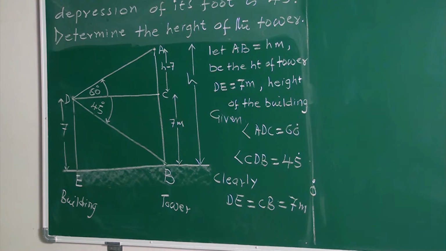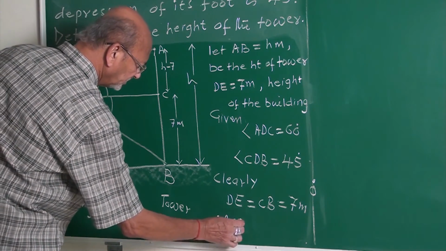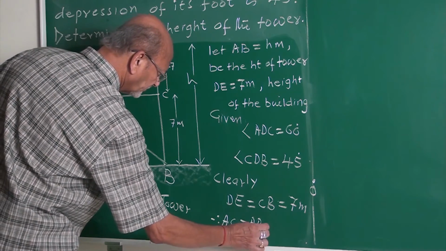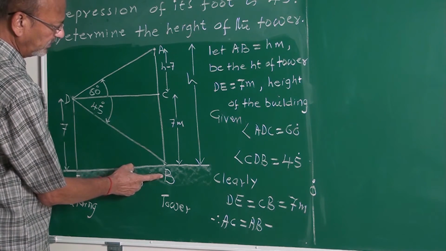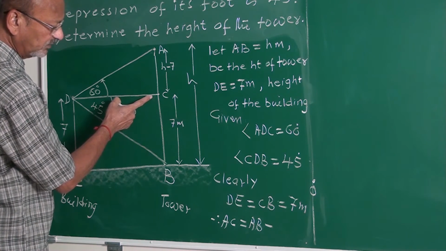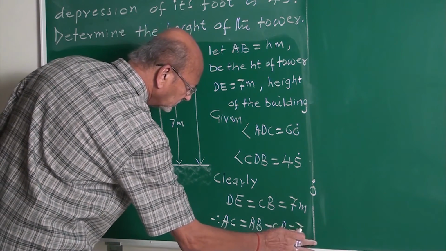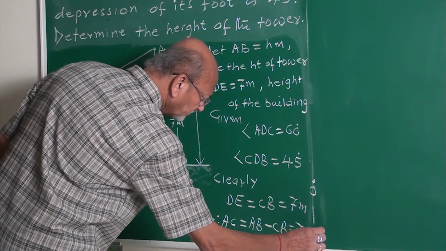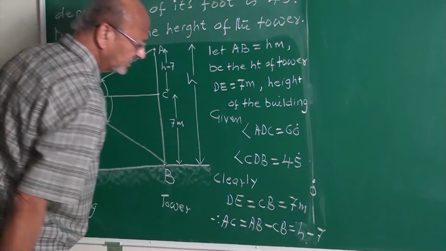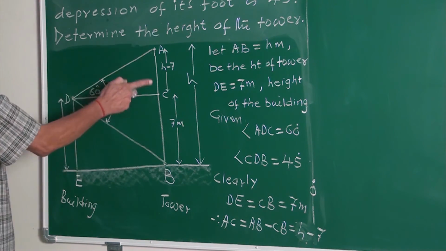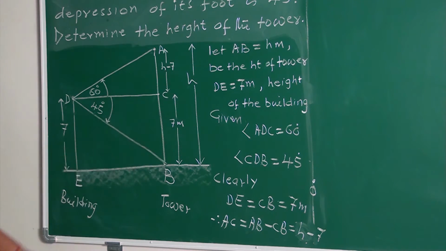What about AC then? Therefore, AC equals AB minus BC, which is AB minus CB, h minus 7. This total AB is h, minus this 7, so AC is h minus 7.